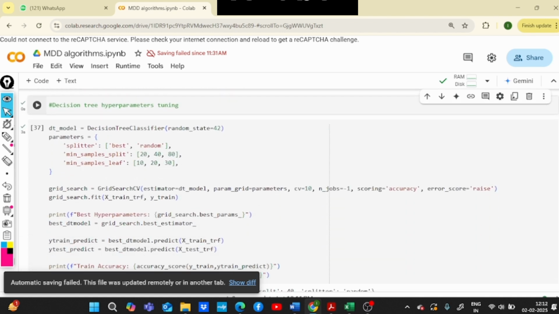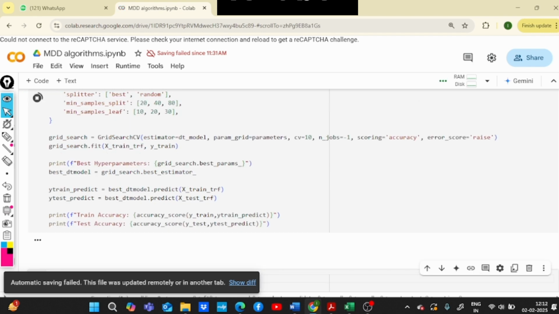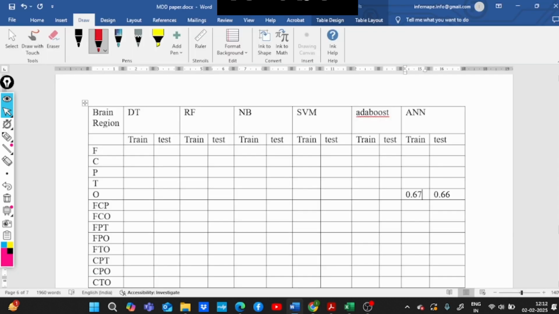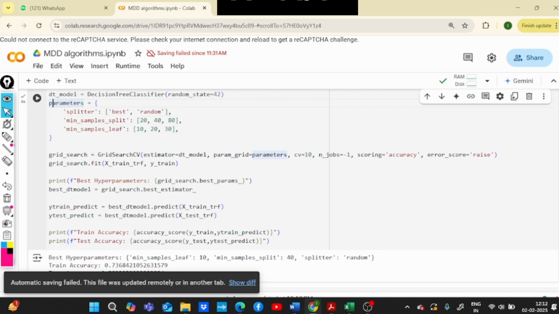Now we are coming to hyperparameter optimization of decision tree. This we had already done, so I'm running it and it will directly give you the result. See, training accuracy is 0.73, testing is 0.58. So for the decision tree it is 0.73 and 0.58. Again, here you can change the hyperparameters for higher accuracy. For example, there are many more parameters in a decision tree. We can put minimum sample leaf 10, 20, 30, 40, 50, 60, and so on. I'm just explaining it as a sample.